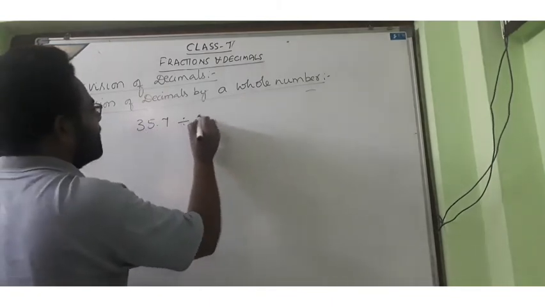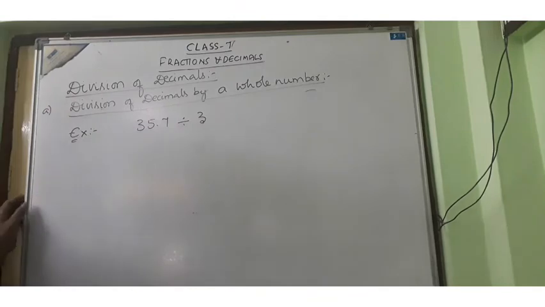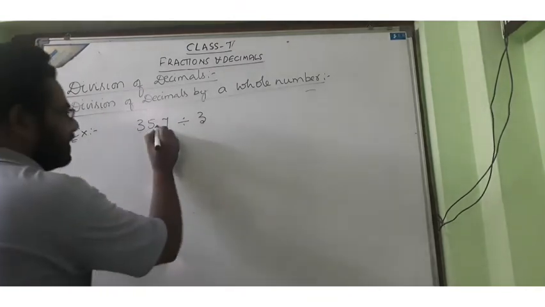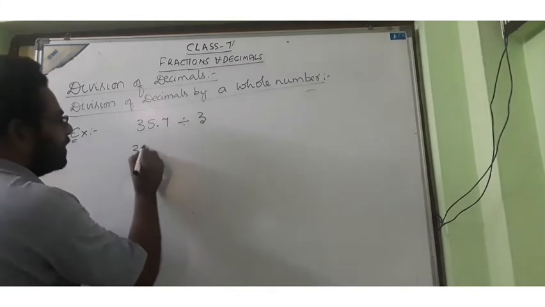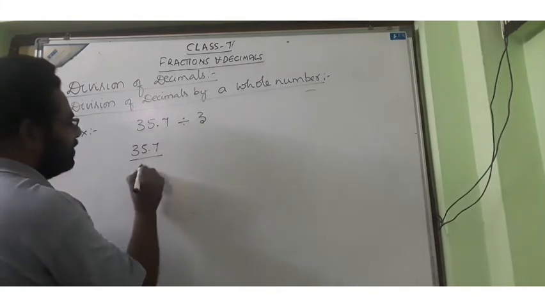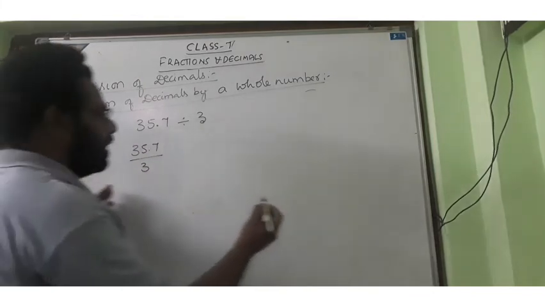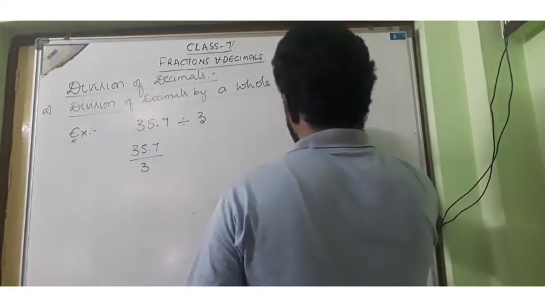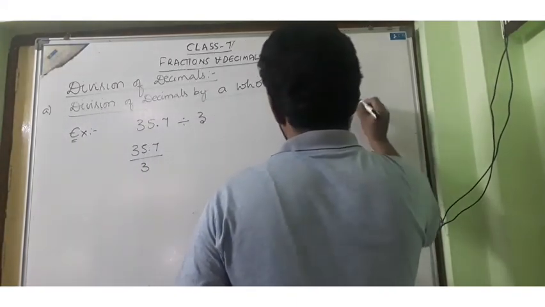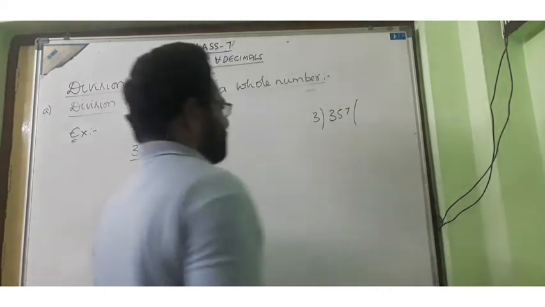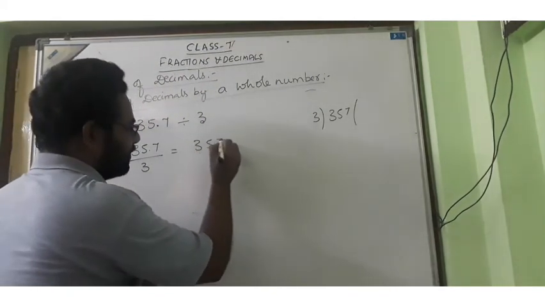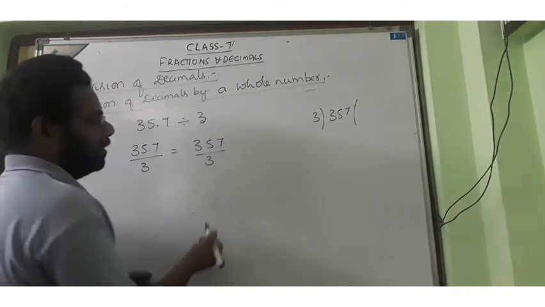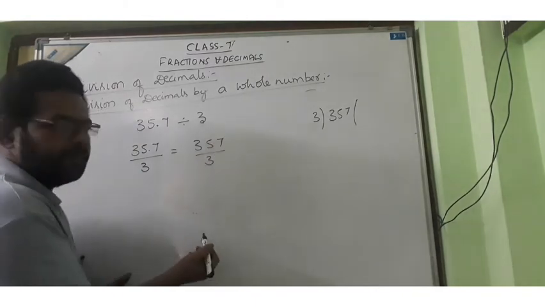35.7 divided by 3. So then what to do? In the right margin, what we will do is 357 divided by 3. Otherwise, here also you can write 357 divided by 3. So directly you can do the division, it's very easy.